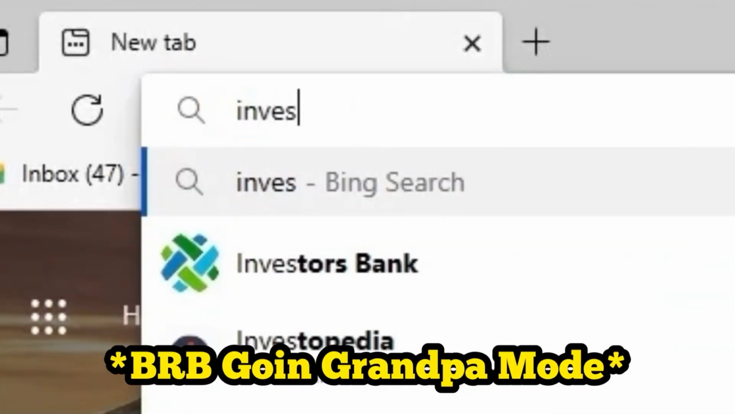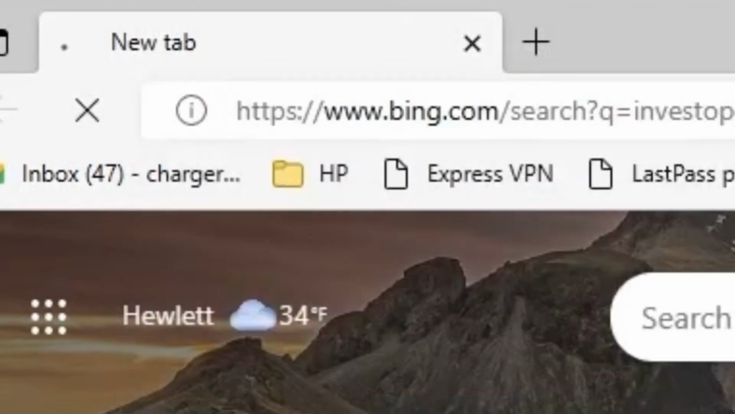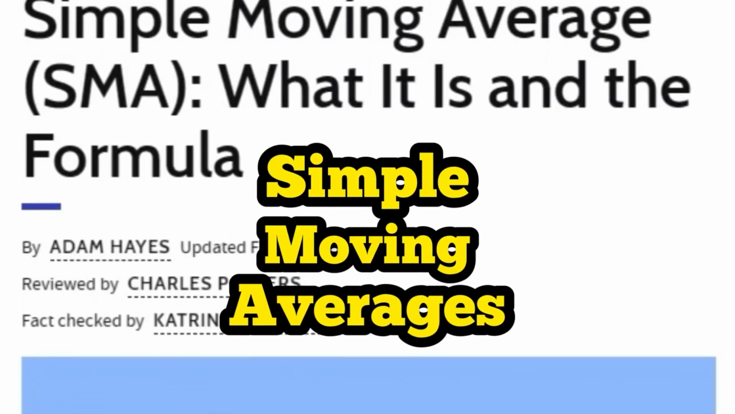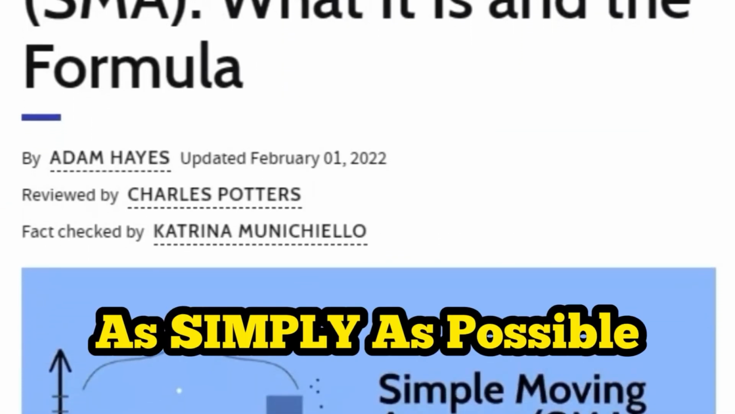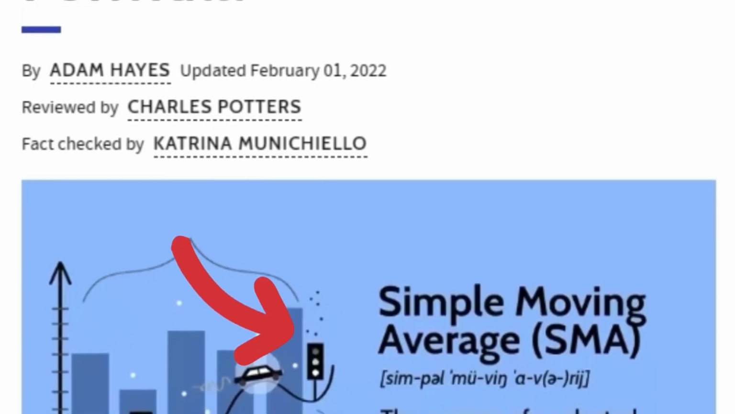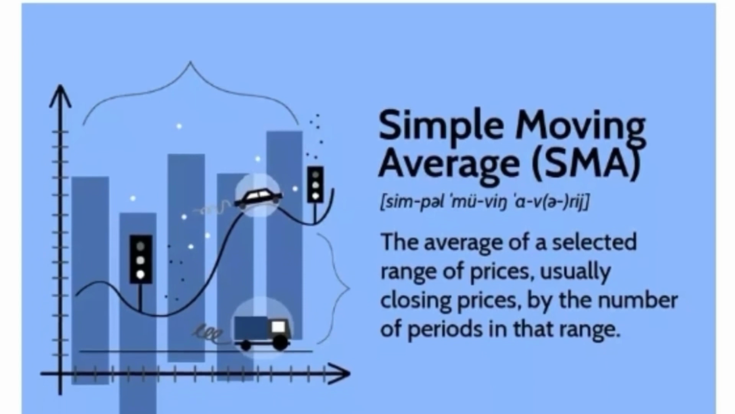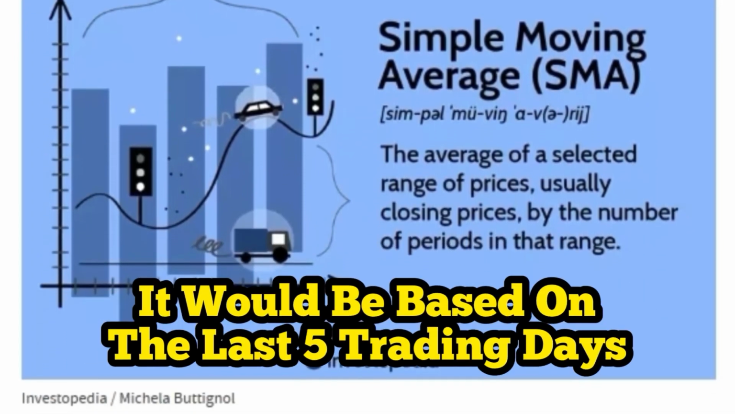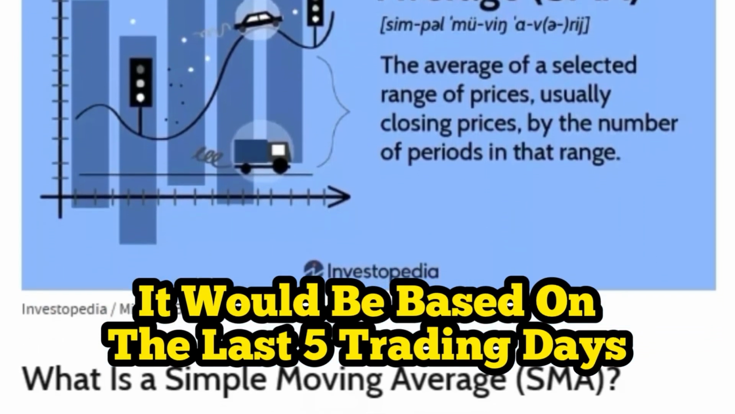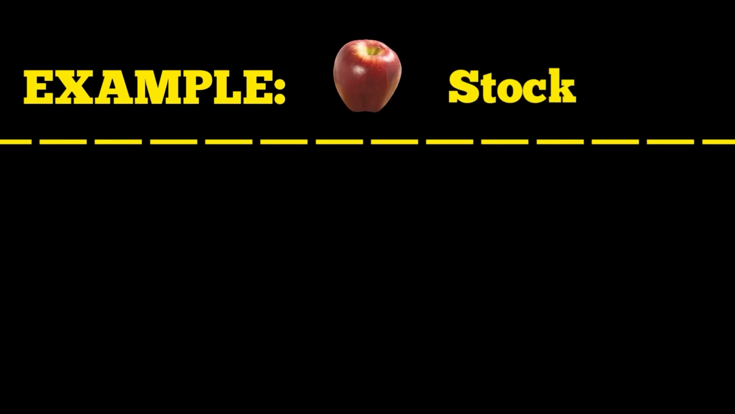Not to get all Investopedia on you, but the best way to explain EMAs is by first talking about SMAs, or simple moving averages. To explain SMAs as simply as possible, it is basically the average price at any given point throughout the day based on that time in the past trading days. If you're using the 5 SMA for example, it would be based on the last 5 days at that exact time. For example, say we have Apple stock and we're calculating the SMA for market close.